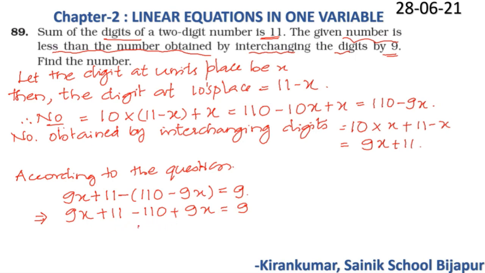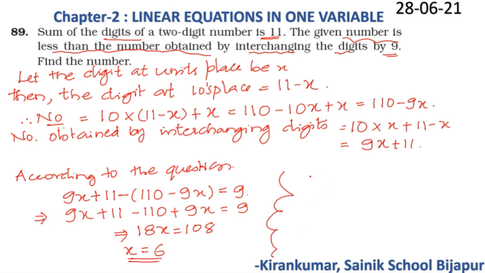9x plus 9x is 18x, which is equal to 110 after transposing becomes positive, so it becomes 119 when added with 9, minus 11 gives 108. Therefore, the value of x is 6.